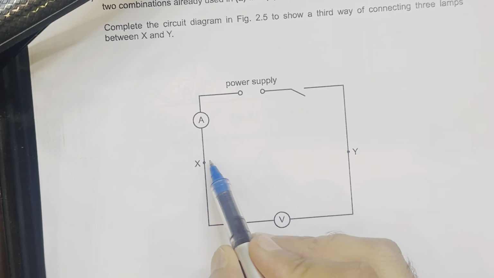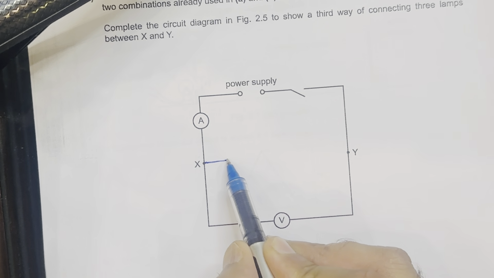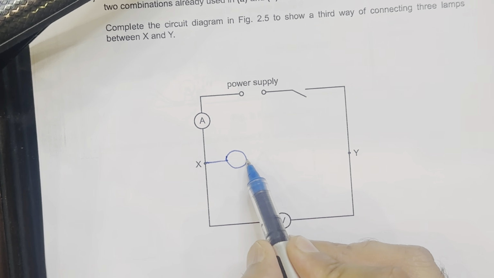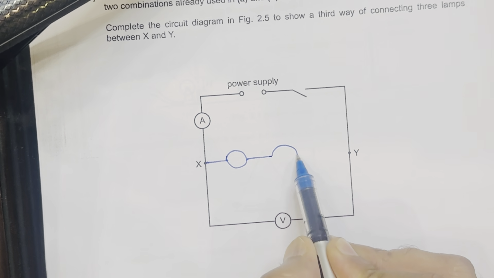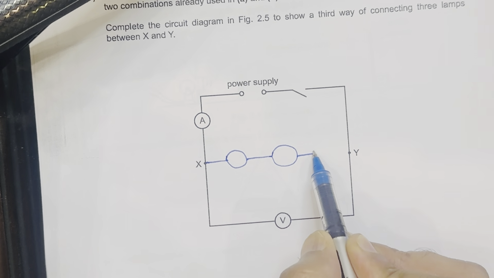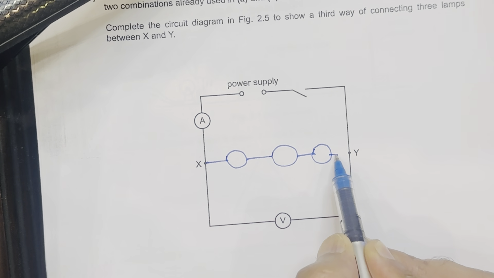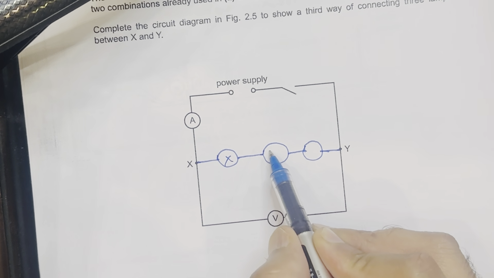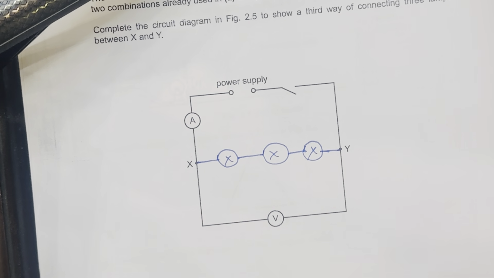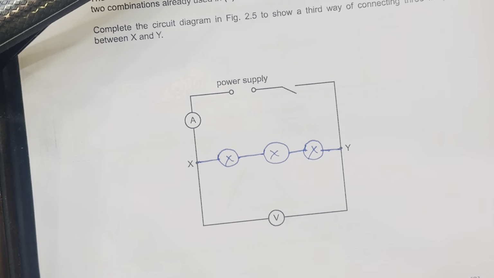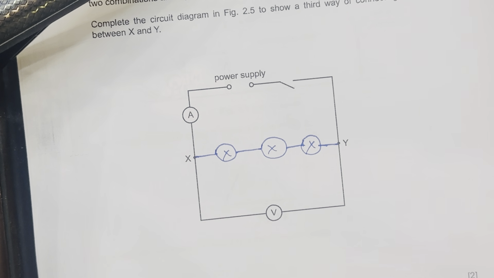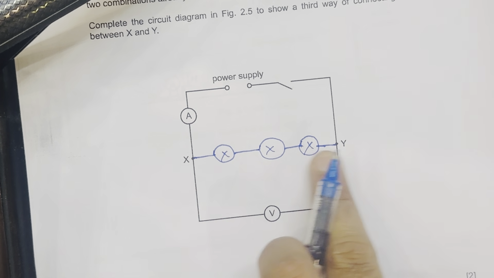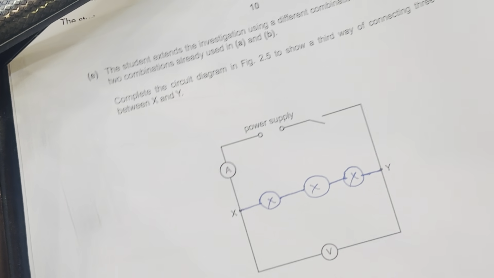We have been given X and Y. Here we can place a lamp, here we can also place one, so three lamps are connected in series. I'm going to show them like that, or you can also draw two lamps in parallel and a third lamp in series, so that diagram would also be fine, or you can simply put three lamps in a series circuit.